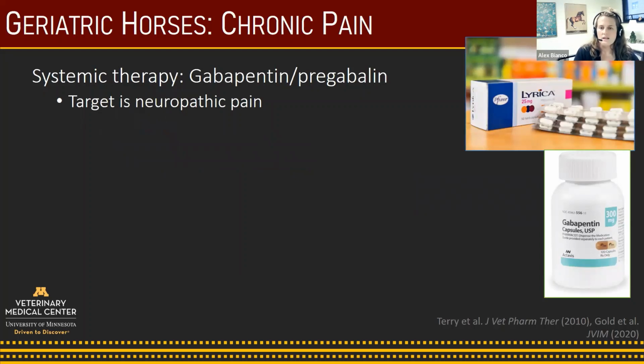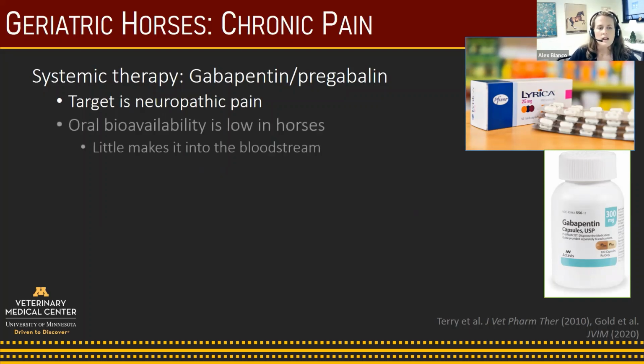Gabapentin or pregabalin is another drug you may have heard of. It's focused more on neuropathic pain. It's not labeled for use in horses, but it is an option, and it's something that is not cost prohibitive that we can use in certain situations.